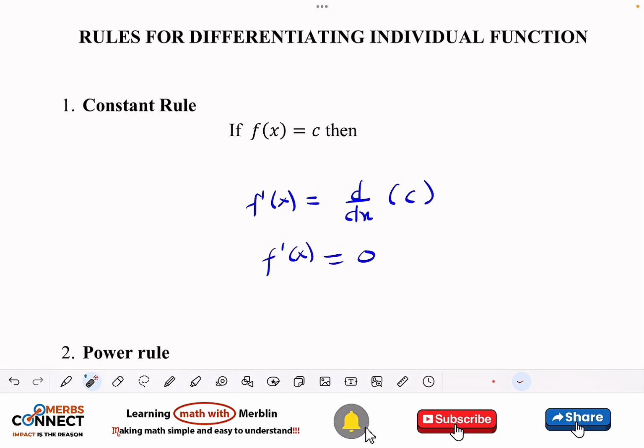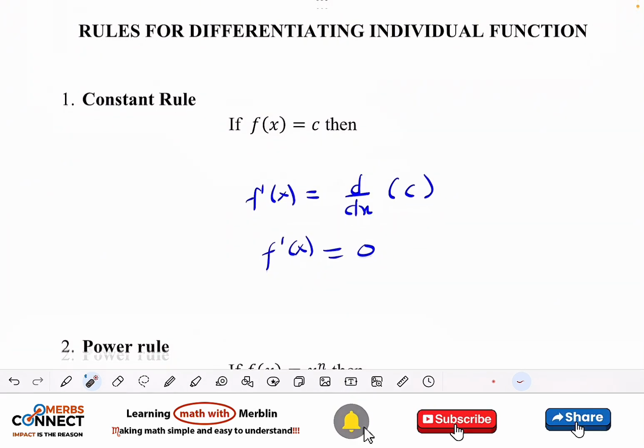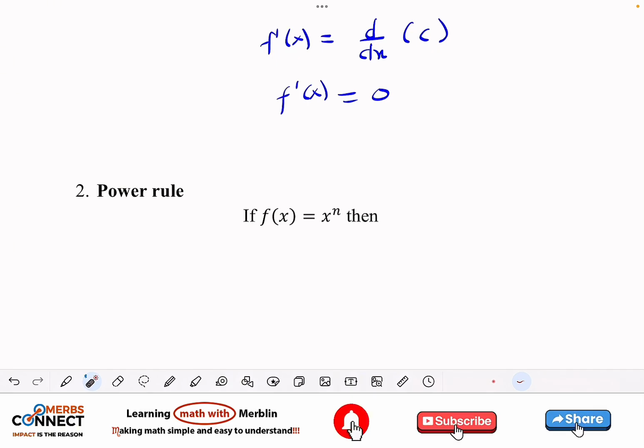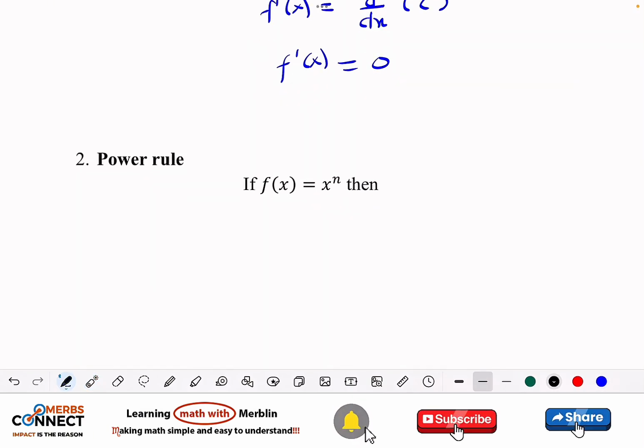Let's look at another rule. So you can get a book and be writing the rules, group them the way I've done it, and it's going to help you a lot. Now, let's talk about power rule. This is also a rule that we use to differentiate individual functions. We will take examples after this and you will see what I'm trying to talk about.